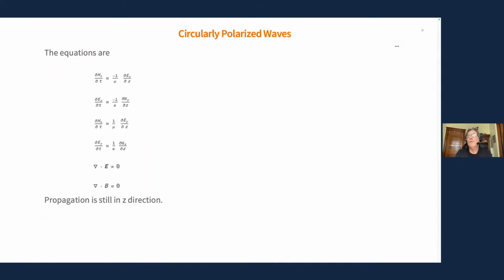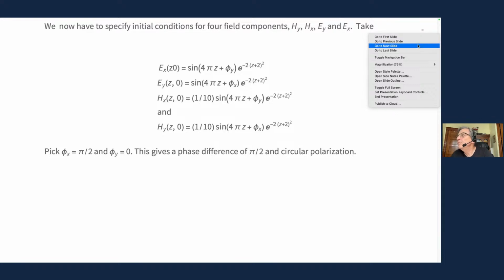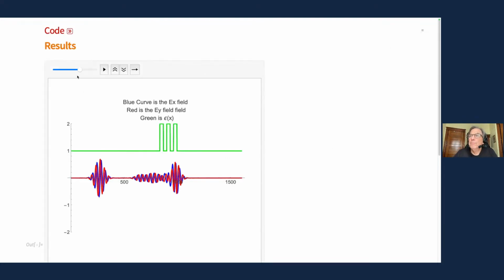Okay, so we can also, of course, do other polarizations. So if we do circularly polarized waves, we now have 4 equations that we need to solve. The propagation is still, of course, in the z direction. Electromagnetic waves are transverse. Okay, so we have to now specify 4 initial conditions, which I've taken to be sine waves modulated by Gaussians with a slightly smaller H field and a phase difference. If I pick the phase phi x to be pi over 2 and phi y to be 0, then I get circular polarization. If you simply change this, which is trivial to do in the code, then of course you can model elliptical polarization as well.